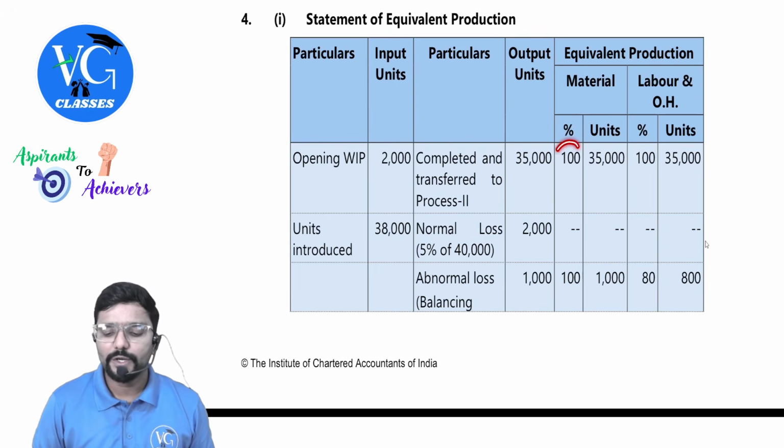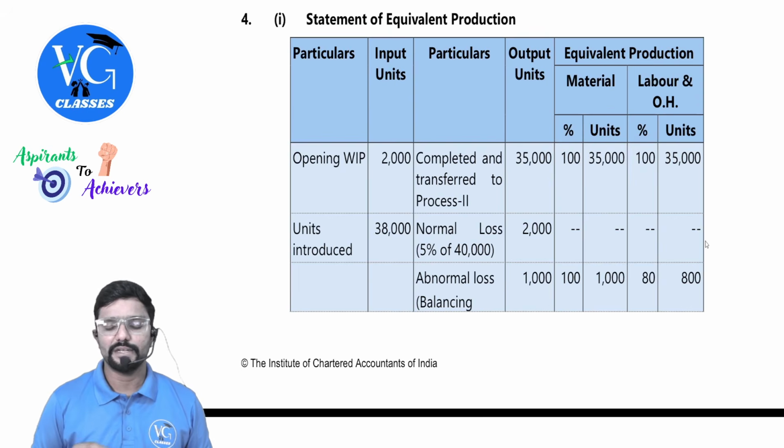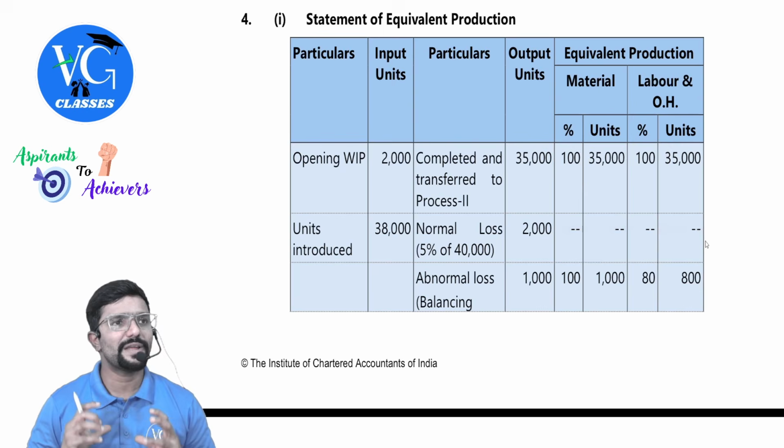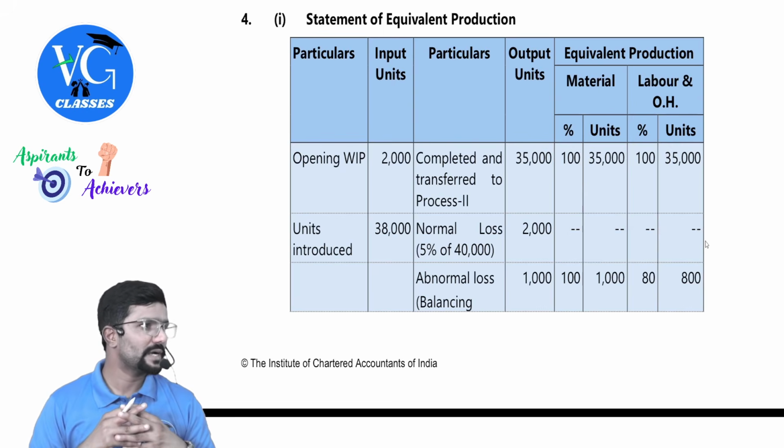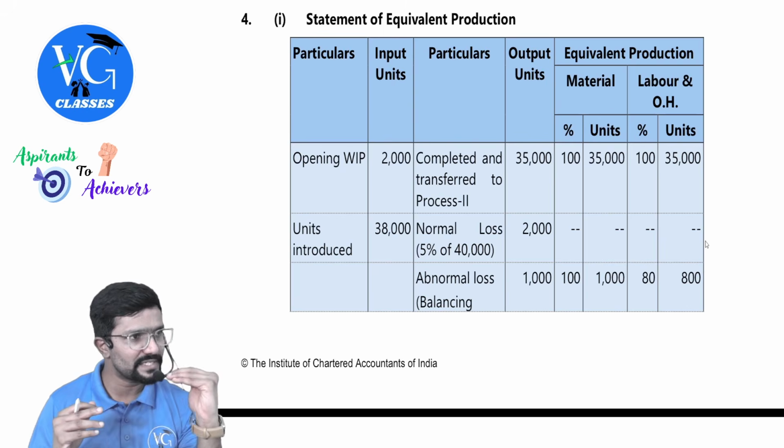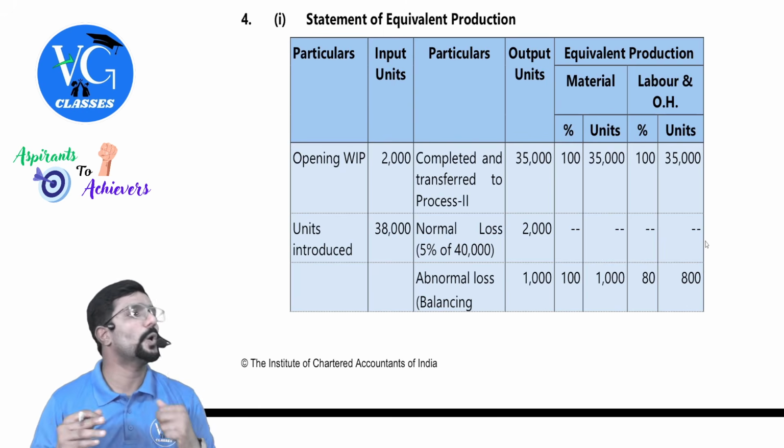Okay. So with respect to output, 100% work is done. Normal loss, I told you, we should ignore it because the cost of normal loss units will be absorbed by the remaining units, guys. Clear? So automatically when equivalent units go down, cost per equivalent unit will go up.